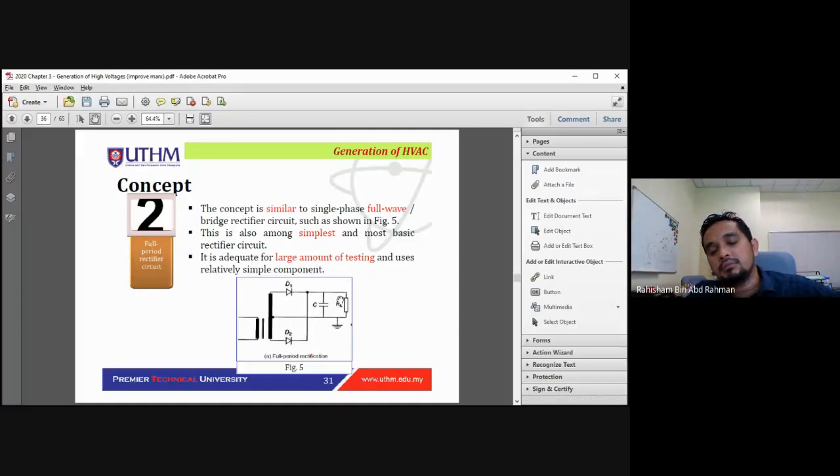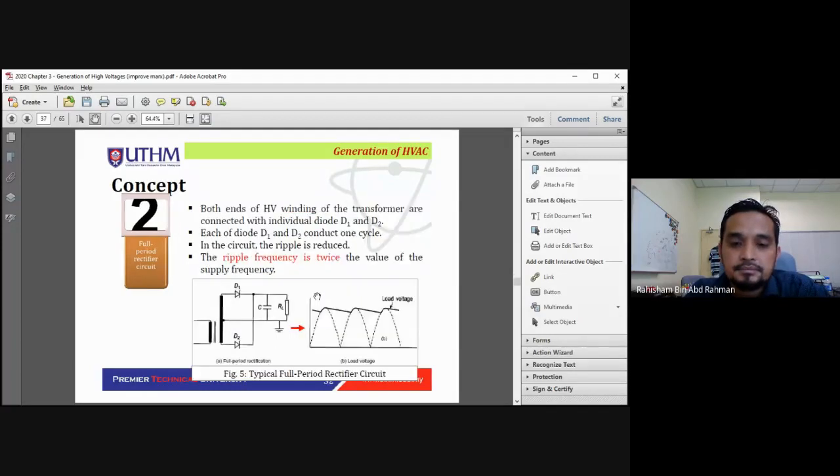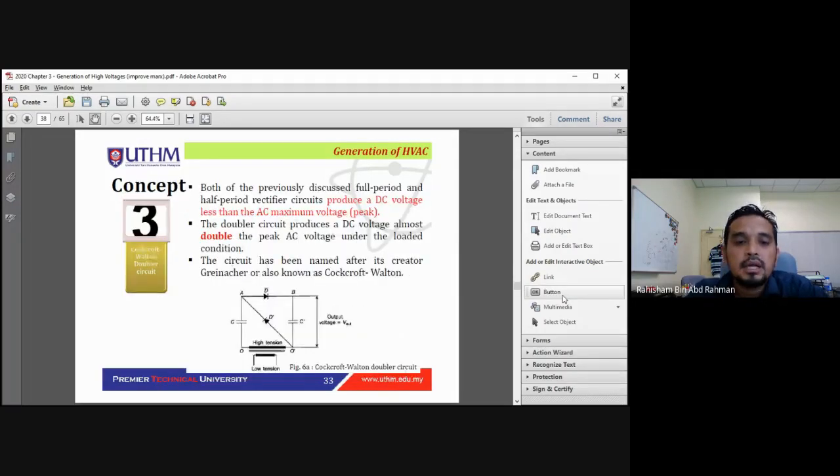And then we have full period, we add diode 1 and 2 to the circuit, and that will give you a full period of rectifier, plus the damping capacitor, the smoothing capacitor, which will smooth out the ripple, and these are the load voltage. The load voltage, as we can see, is better than the half wave. Why? Because we have more cycles here, and the ripple becomes smaller.